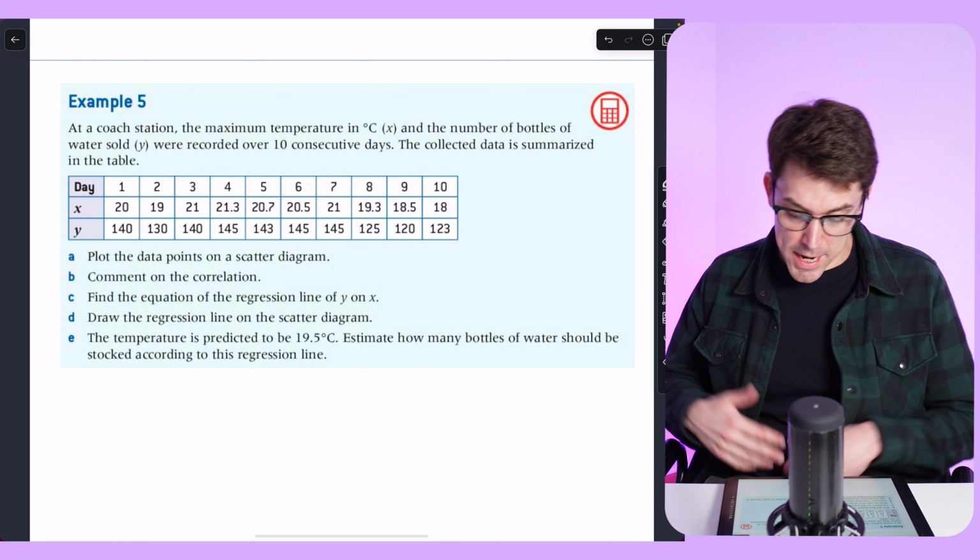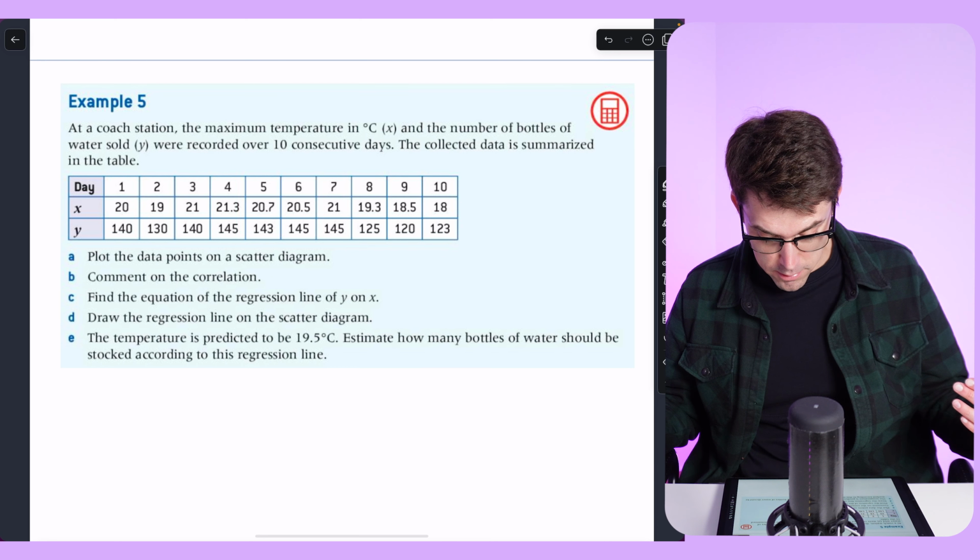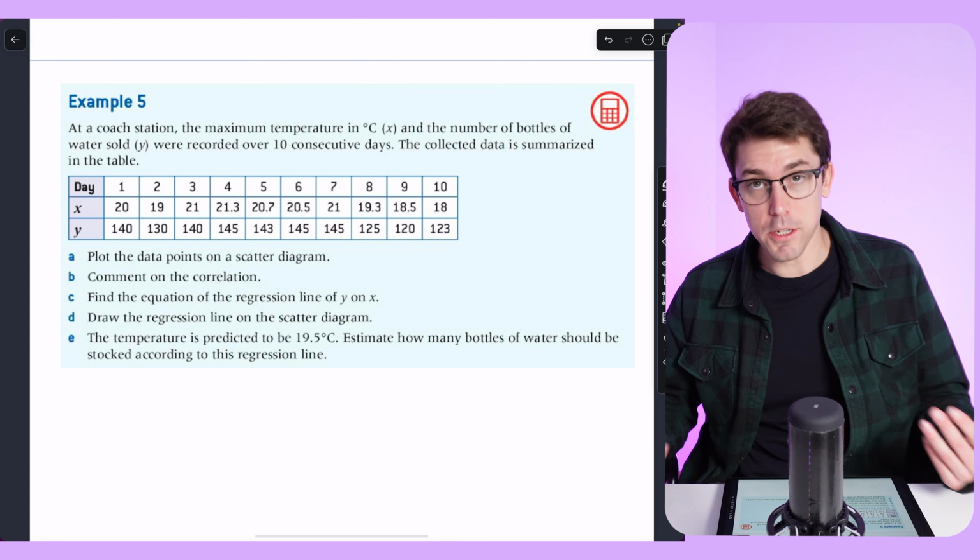And the temperature is predicted to be 19.5 Celsius. How many bottles are we going to use? Let's do it all on our calculator. So go ahead and put this information into a list and spreadsheet, properly label it, and I'll see you on the other side.